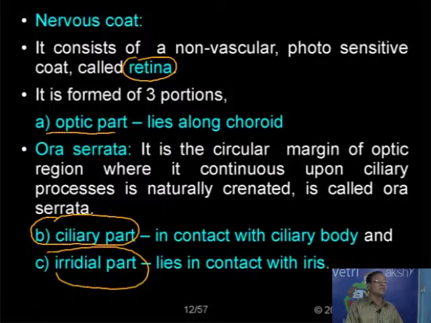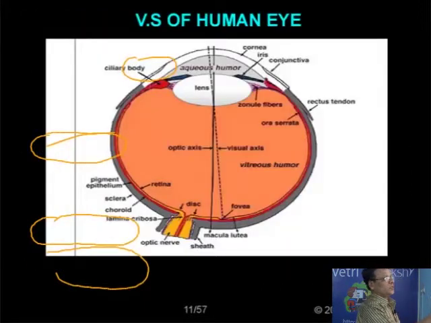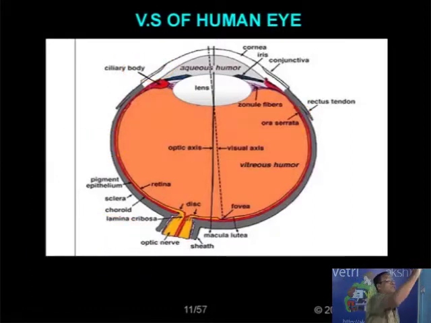Another part of the retina is the iridial part, which lies in close contact with the iris muscle. So those are the three portions: optic part, ciliary part, iridial part. Now what do you mean by ora serrata? If we go back to the previous picture, see that one, this is what is called ora serrata.